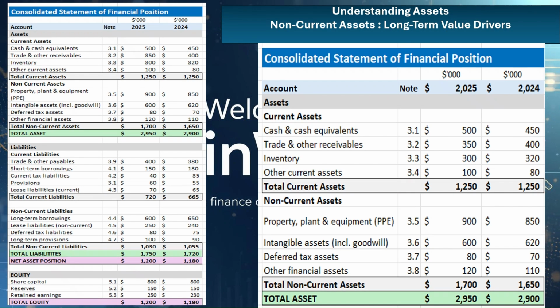Non-current assets generate value over multiple years and represent the company's long-term investment in growth and operations. Non-current assets provide long-term value to the business. Property, plant, and equipment are physical assets like buildings, machinery, vehicles, and technology infrastructure essential for operations. Intangible assets are goodwill from acquisitions, patents, trademarks, licenses, and brand value.